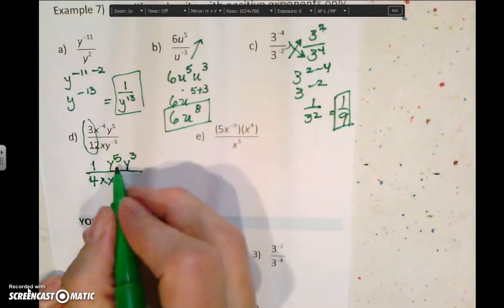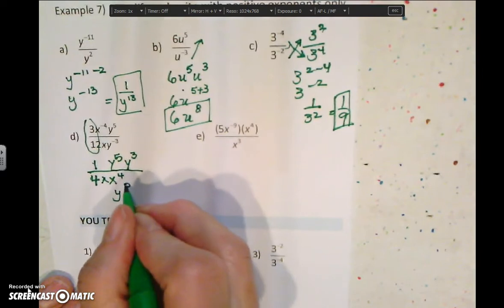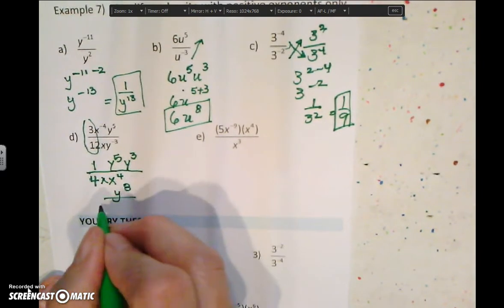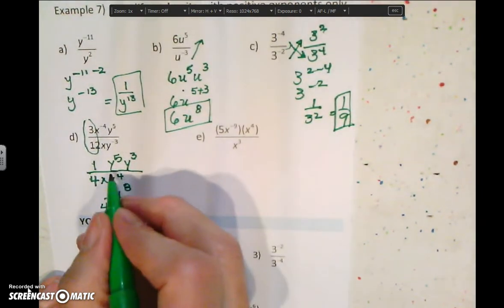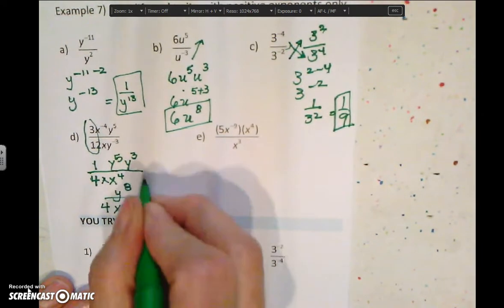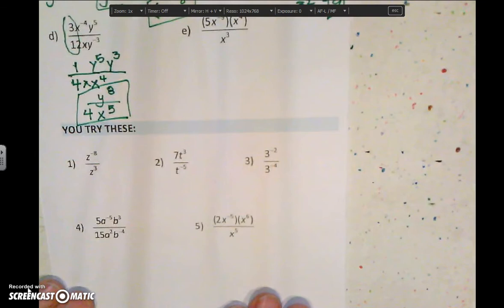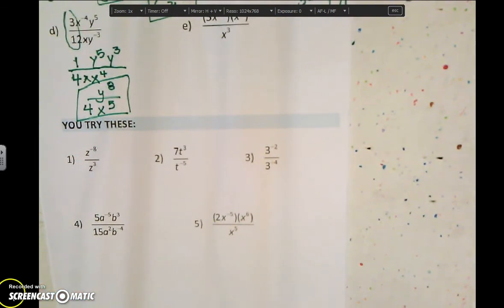So then that's going to give me, I'm going to now add these exponents. So y to the 8th, and then I have a 4, and then x's, I have 1 plus 4 is x to the 5th. I'm going to stop there. We'll do this other one next class, but you try these down here below, and I'll see you next class.